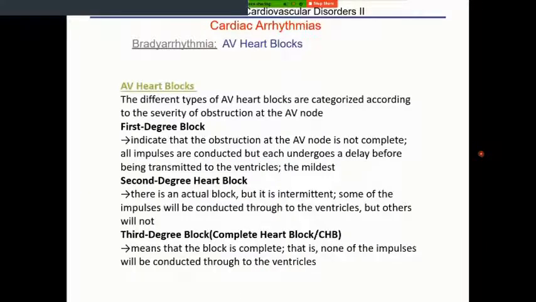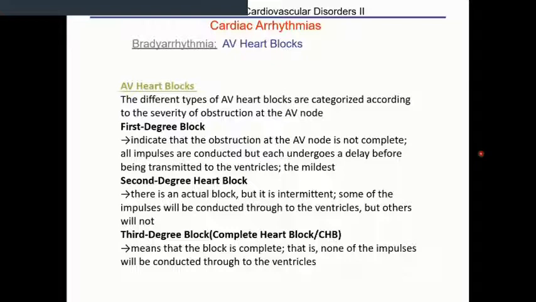However, when you talk about your AV heart blocks, there are different types of AV heart blocks, atrioventricular heart blocks, that are categorized according to the severity of obstruction of the AV node. It could be first-degree block, second-degree heart block, or third-degree block, which we call a complete heart block. First degree indicates that the obstruction of the AV node is not complete. So all impulses are conducted, but each undergoes a delay before transmission to the ventricle. This is usually the most benign form of AV heart block.